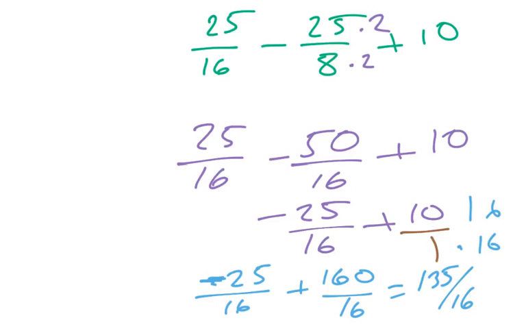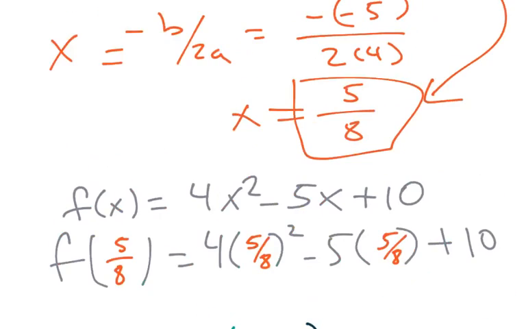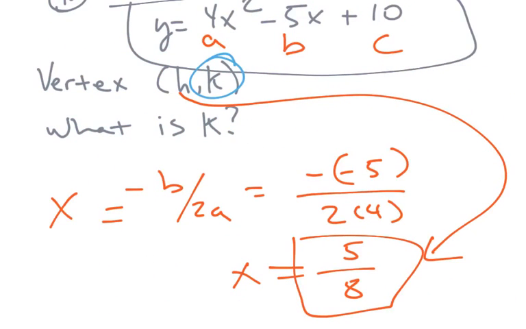And I guess the question is, can I reduce 135? Let's see here. 135 is divisible by 5. That would be 27. 27 breaks down to 3 times 3 times 3. 16 is not divisible by 5 or 3s. So that is it. And that would be the y value, and the y value is k for the vertex.